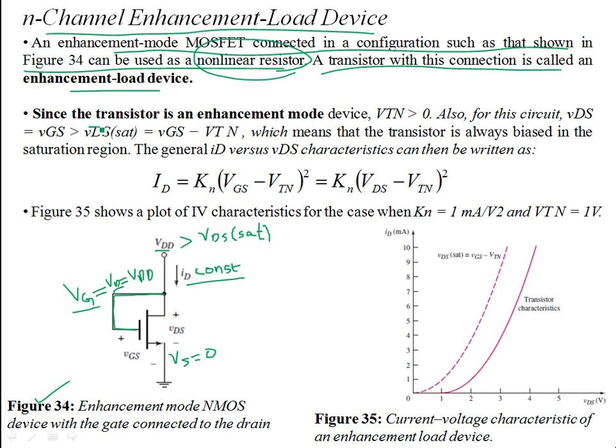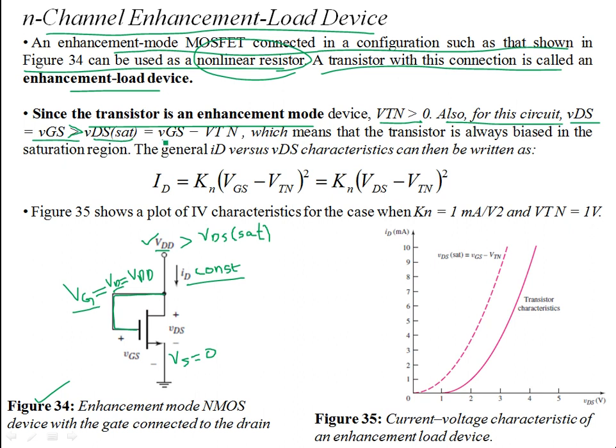Since the transistor is in enhancement mode, to turn it on you need a certain gate to source voltage that should be greater than threshold. VTN for N channel is always a positive quantity. For this circuit, you see VDS is equal to VGS, because the drain potential is the gate potential and the source is common. So VDS is VGS, which is also greater than VDS sat, and which is going to be dictated by VDD.